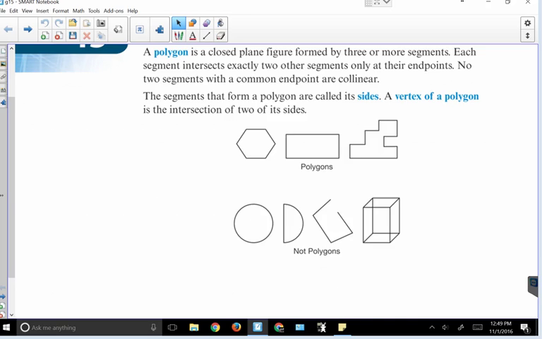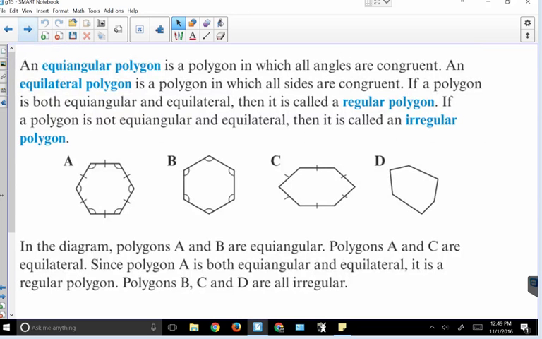And we've got some words, sides and vertex. Well, vertex is just simply going to be a corner where two sides meet, and the sides are just going to be sides. So, now, these are things that you should make sure that you have down.